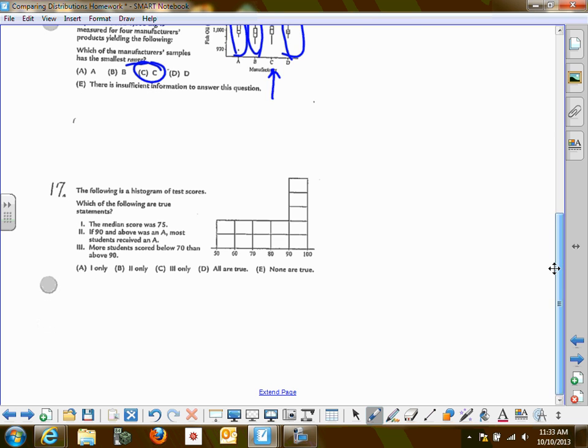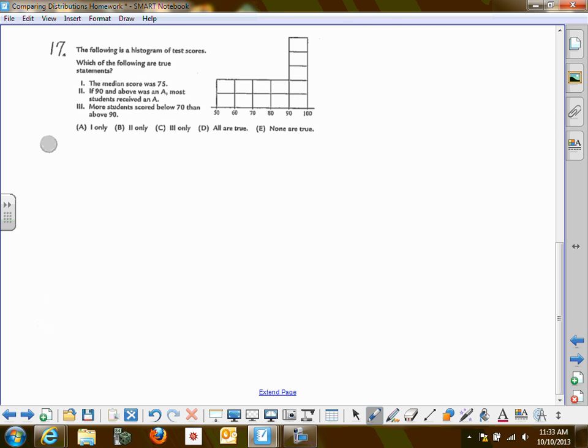Okay, next. 17. Hey, this is nice because it actually divides it up for you. So you can tell that there are 13 items. Therefore, item number 7 is the median. So that's going to be here. So is the median score 75? No. Even if you found that it was in this bar from 70 to 80, would you know that it's 75? No, because you do not know the individual values.